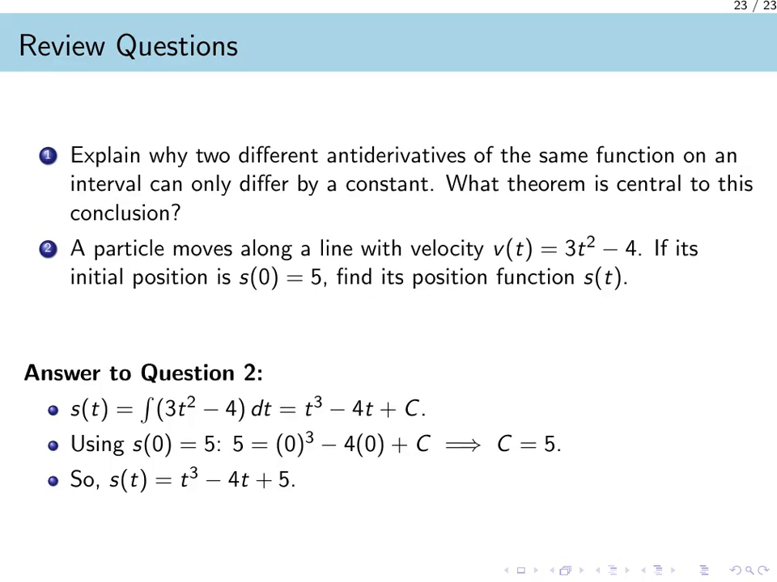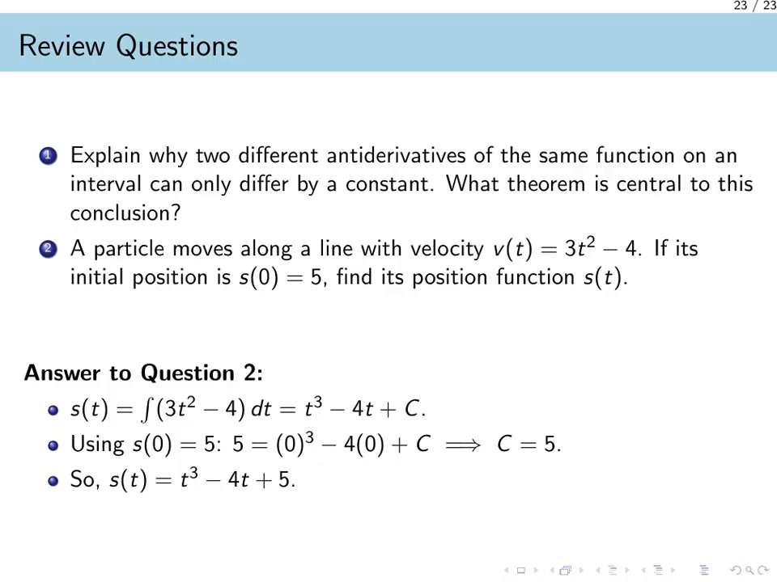The first question here reinforces a core idea. Any two antiderivatives for the same function will always differ by a constant, because the derivative of any constant is 0. We can use this principle to solve a classic initial value problem, like the second question about a particle's motion. First, we find the general antiderivative of the velocity function, which is 3t squared minus 4, to get the general position function, t cubed minus 4t plus c.